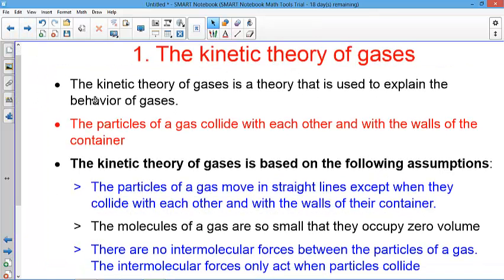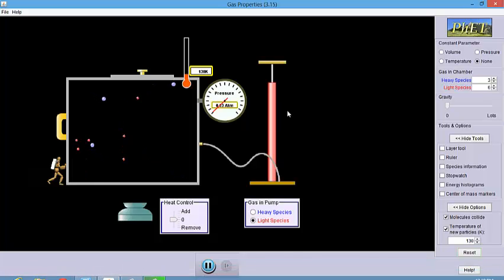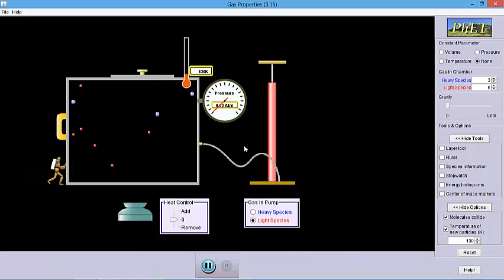Let us begin. What is the kinetic theory? Well, the kinetic theory of gases is a theory that is used to explain the behavior of gases. So, to explain why gases behave the way they do, we're going to be using the kinetic theory of gases. We need to understand, first of all, that particles of a gas collide with each other and with the walls of the container. Let us look into the following simulation to understand what is meant here.